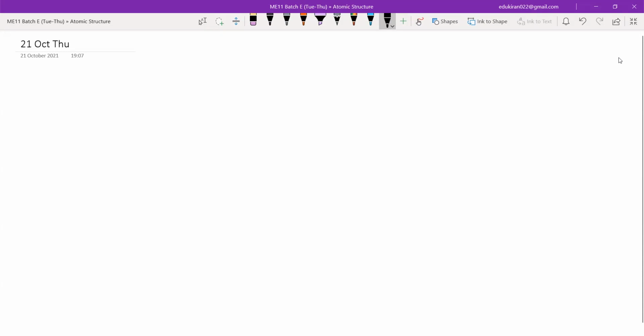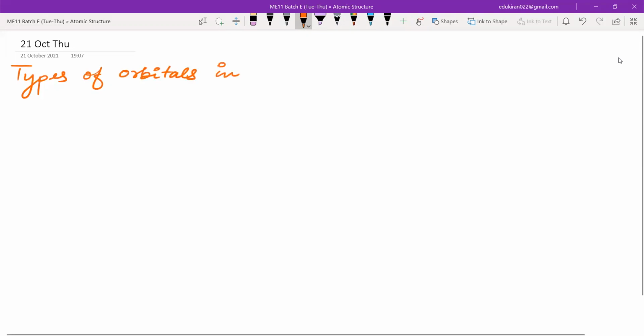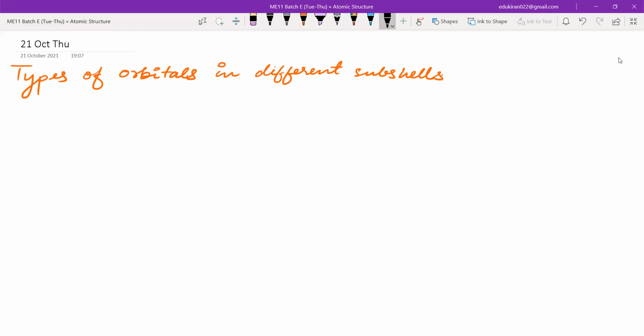So that's better. Now let us write the next topic, which is types of orbitals in different subshells. We will start with the s subshell. Please write the first point: the s subshell.